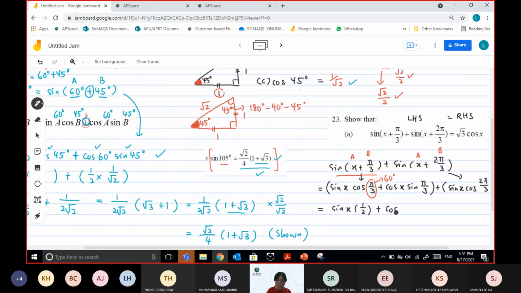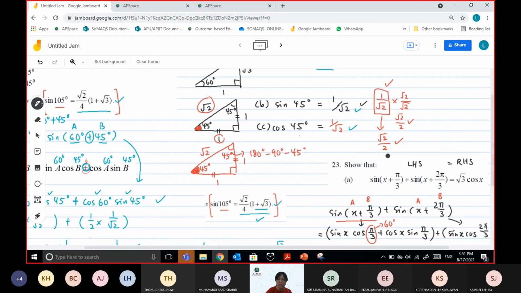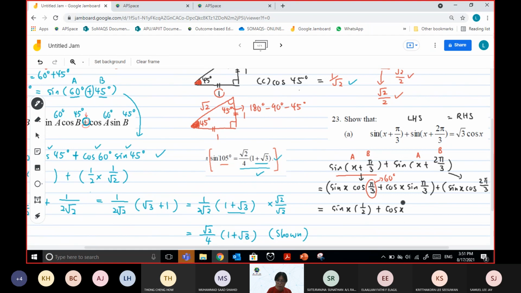Okay, then cos x. How about sine pi over 3? So sine 60, for sine 60 you can get the value from the earlier part. Sine 60 is square root of 3 over 2, from the previous question. Okay, so next one.